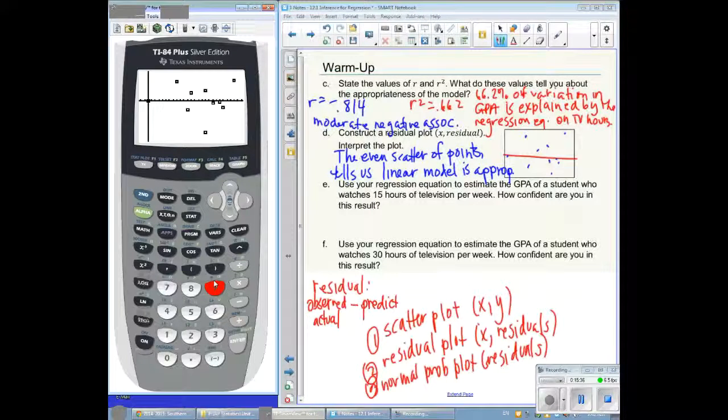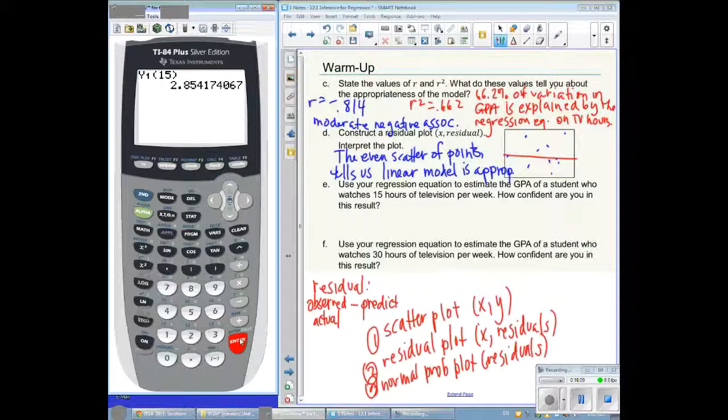Okay. And so knowing that the linear model is appropriate now lets me go ahead and make predictions. In letter E it says to use your regression equation to estimate the GPA of a student who watches 15 hours of television per week. There are several ways we can calculate it. Essentially I'm plugging in the 15 for X. Since I already have my function in Y1, I can use function notation in my home screen and evaluate Y1 at 15.